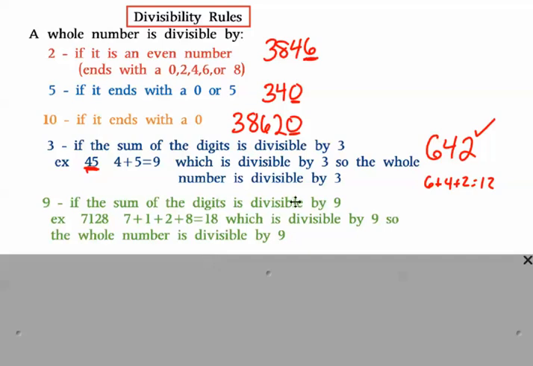Okay? Let's check this one. Was this one divisible by 9? 12. Is 12 divisible by 9? No. So this number, 642, is not divisible by 9. Let's make another one. Let's see. 8.